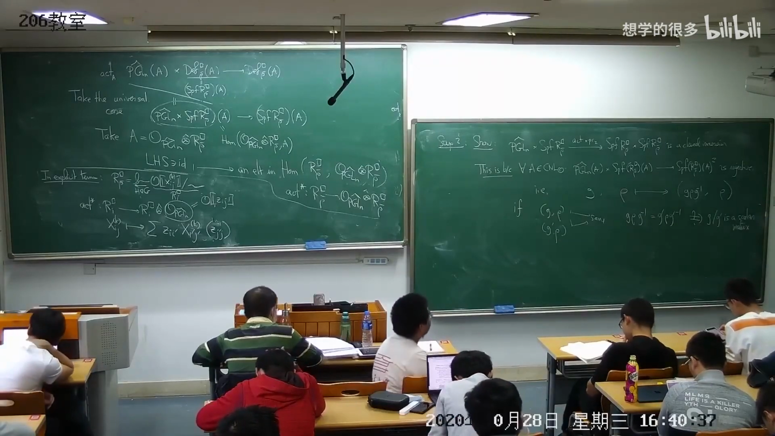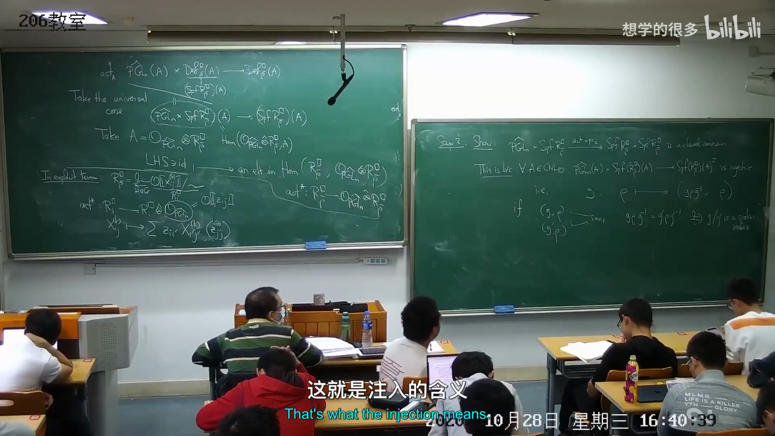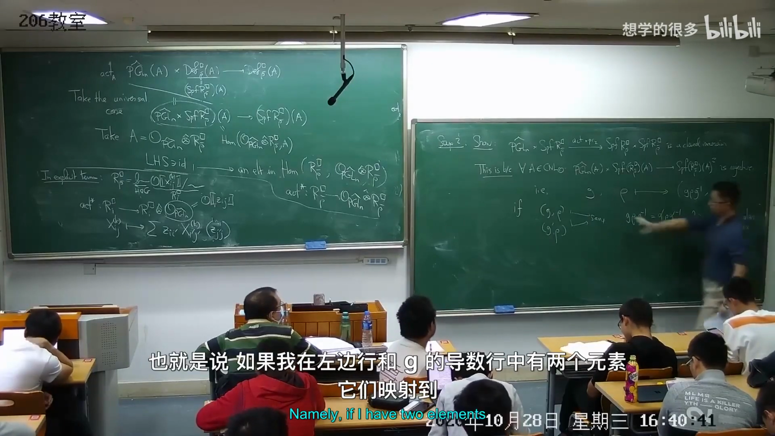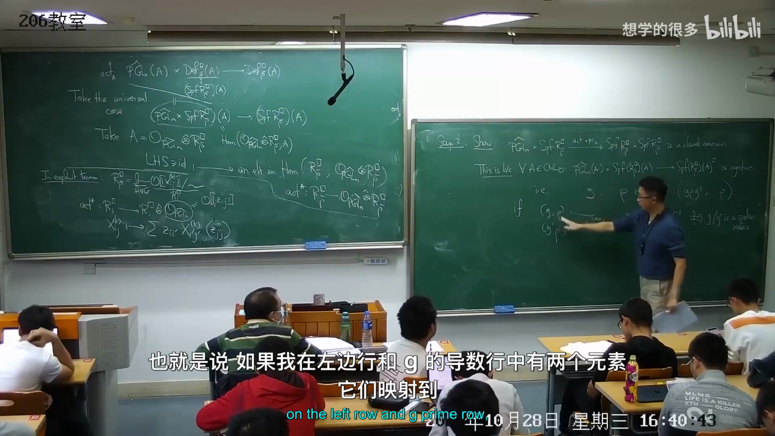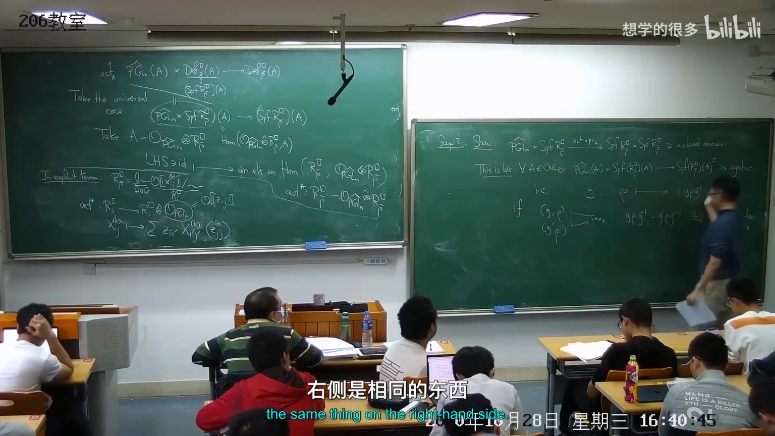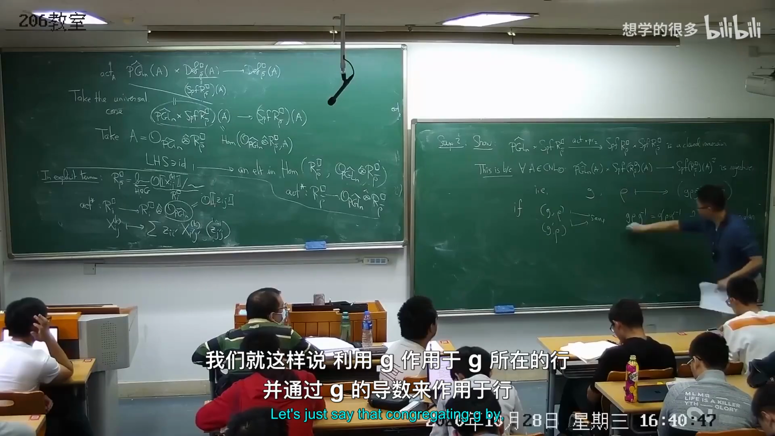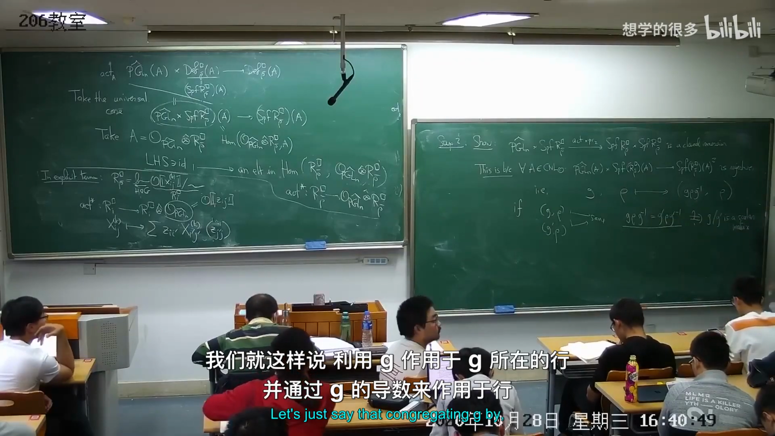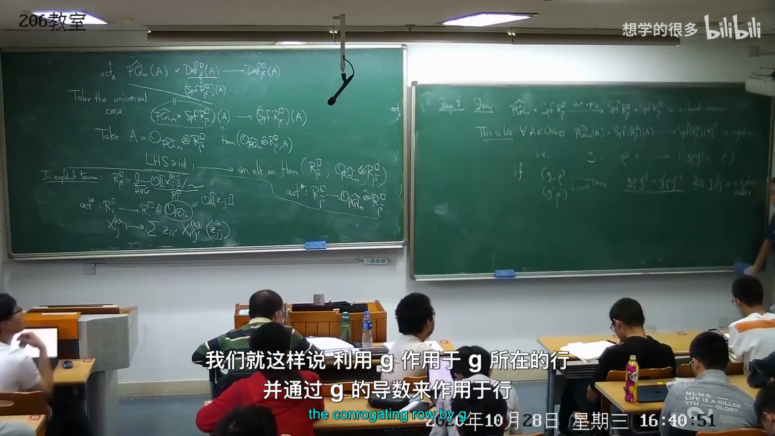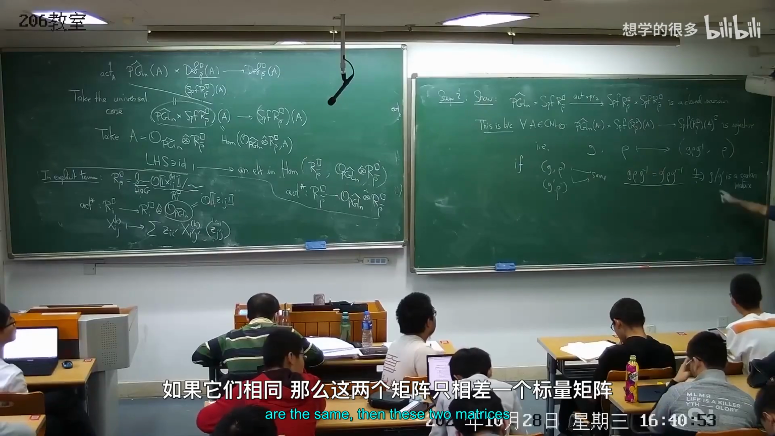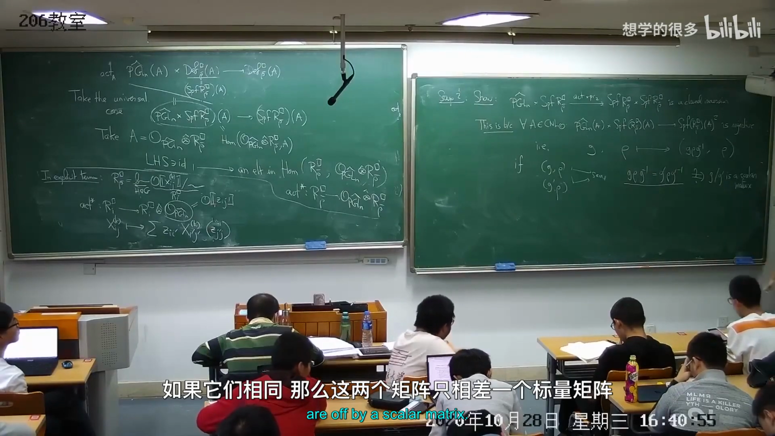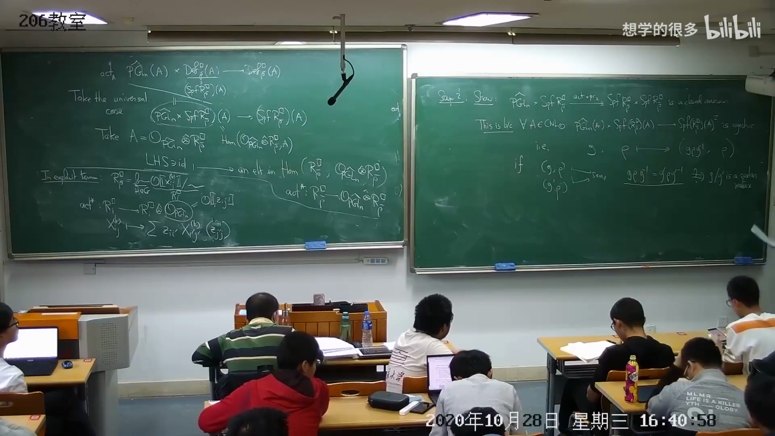So that's what I want. That's what the injective means. Namely, if I have two elements on the left-hand side, G rho and G prime rho, that map to the same thing on the right-hand side. Let's just say that conjugating rho by G and conjugating rho by G prime are the same, then these two matrices are off by a scalar matrix.